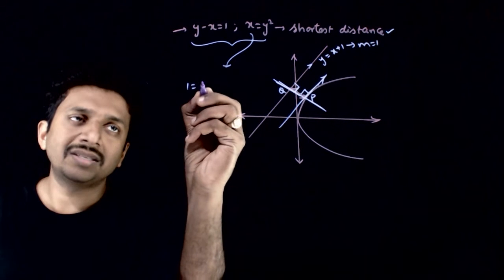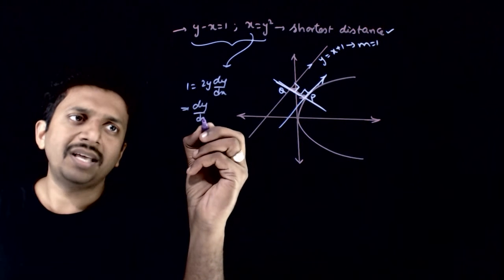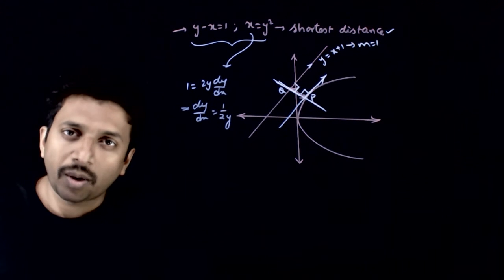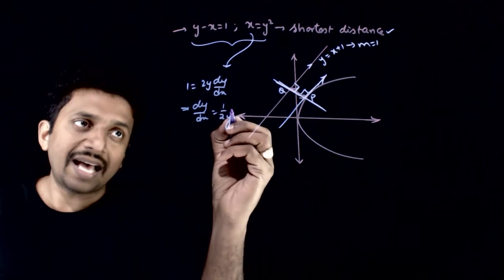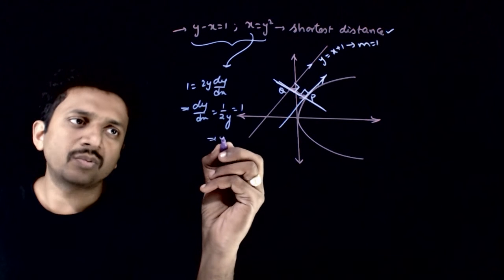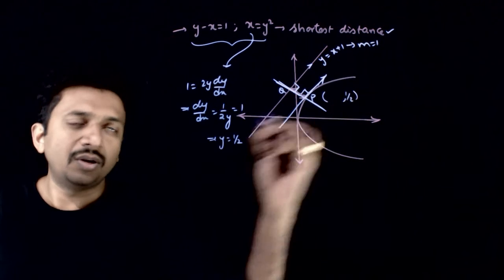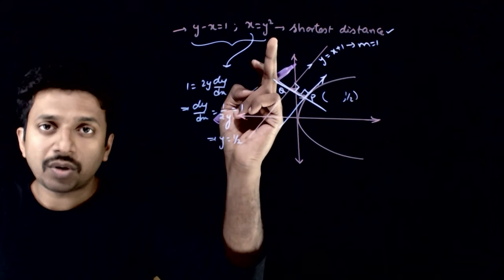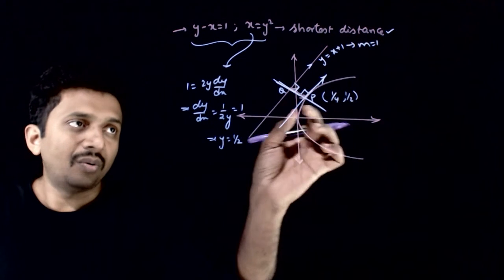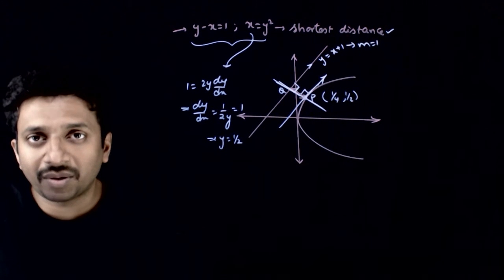If I differentiate this, 1 is equal to 2y dy by dx. This implies dy by dx is equal to 1 by 2y, right? So this has to be equal to 1 because the tangent should be parallel to the given line. This implies y has to be equal to 1 by 2. So for this point, y is equal to 1 by 2, and corresponding to y equal to 1 by 2, x is equal to y square, that is 1 by 4. So the point corresponding to the shortest distance from this line is 1 by 4 comma 1 by 2.